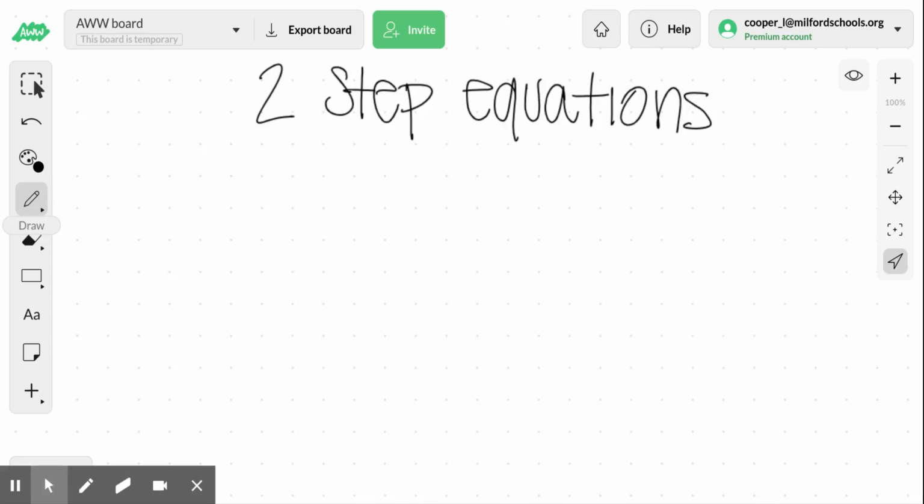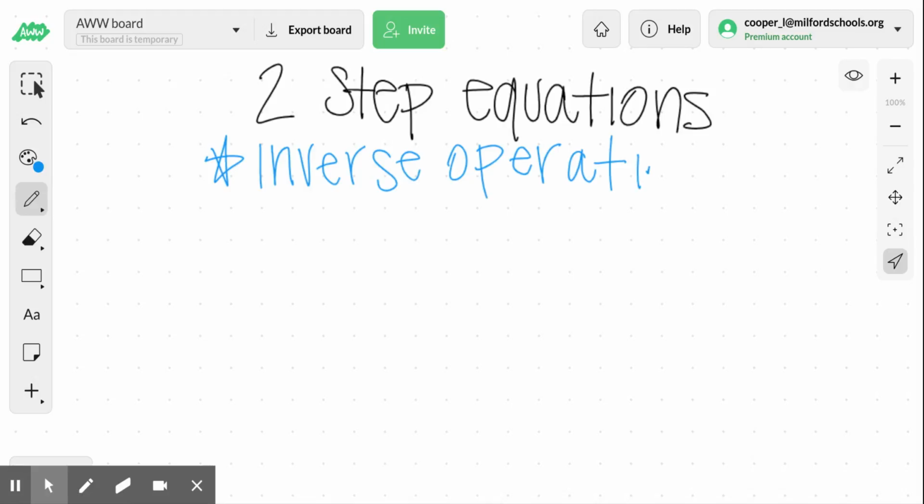Hey guys, you are going to be taking some notes, so make sure you have a piece of paper or a notebook that you can write these in, and you're going to be taking some notes on equations. For equations, you're going to use inverse operations, which I'm sure you've heard before. For instance, the inverse of subtraction would be addition, the inverse of multiplication would be division, those kinds of things.